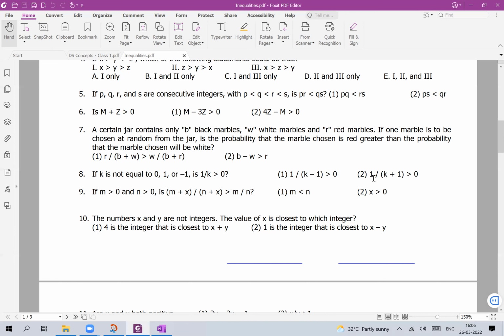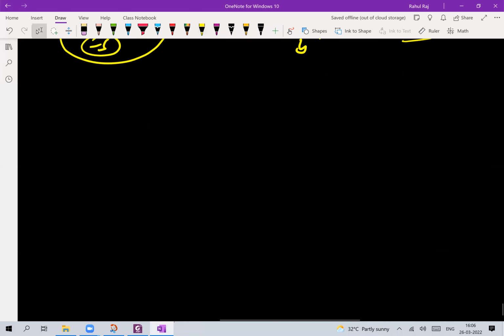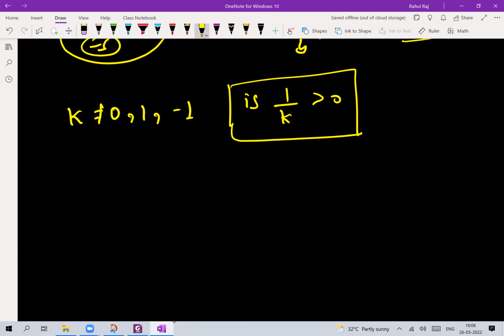It says k is not equal to 0, 1 and -1. Simple. Is 1 over k greater than 0? Before we get into the statements, our 100% job is to understand the question. When is this condition possible? When can 1 by k be greater than 0?